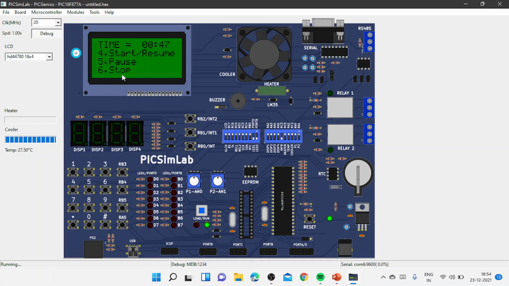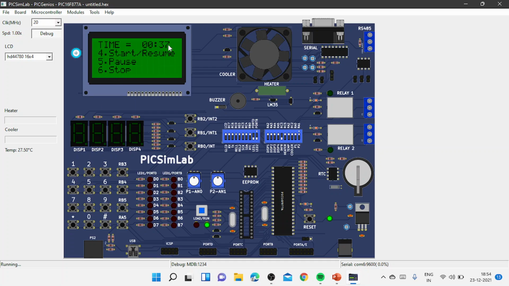After that, if you want to pause the heating process, we can use this switch 5. Let me click switch 5. Yeah, you can see that the timer is stopped and the fan is stopped. Meaning the heating process is stopped. Whenever we click the 5, that is pause.